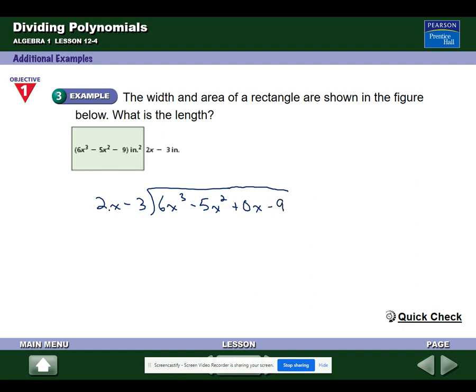We need these always in descending order, both of them actually. This is in descending order, standard form, linear. And this is in descending order as well: to the third, to the second, to the first, and to the 0. This is like saying minus 9x to the 0.